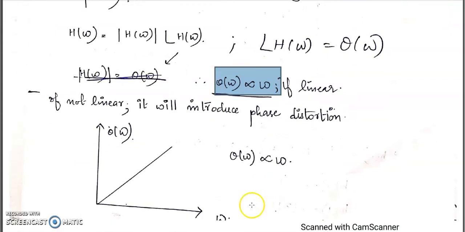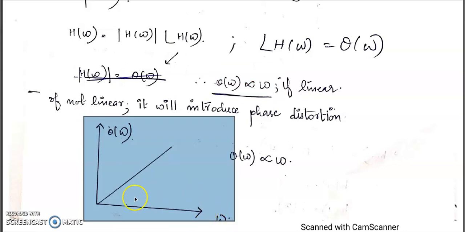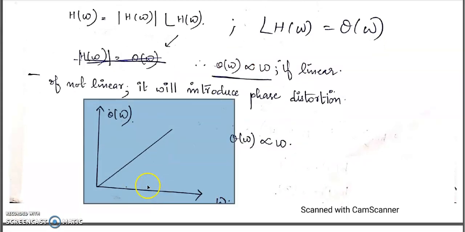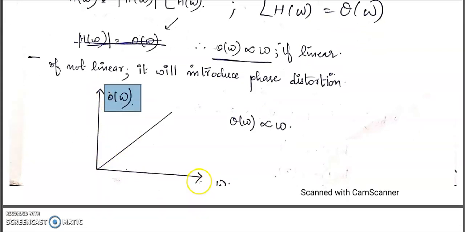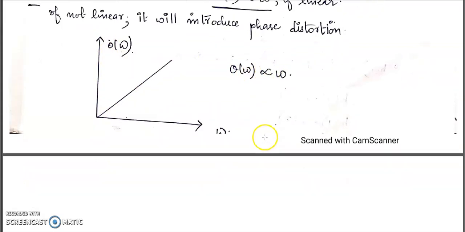If we plot the frequency response, consider this figure, which is taken just as an example. Here we plot the frequency response with respect to frequency omega. The phase response is plotted with respect to frequency. The phase response is linear with the frequency. So that's why we call it linear phase.